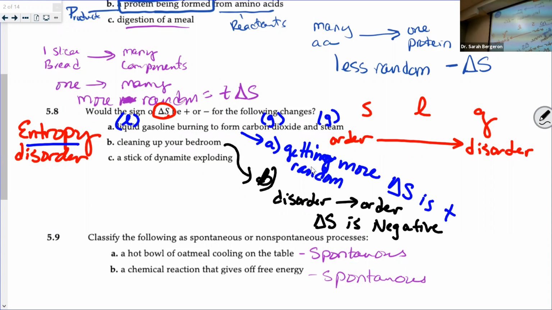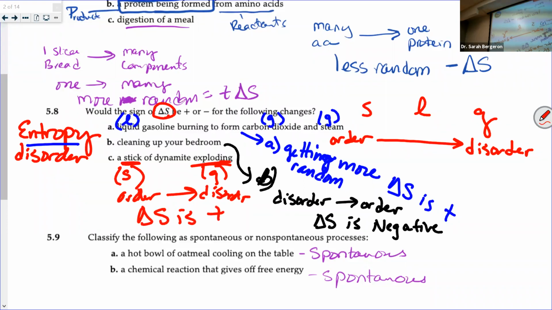Okay. C, a stick of dynamite exploding. Are things getting more random or less random? A stick of dynamite is really a solid, right? And what happens when things explode? All you have is gas, right? All you have is gas. So what's happening with delta S? We're going from order to disorder. So delta S is positive.